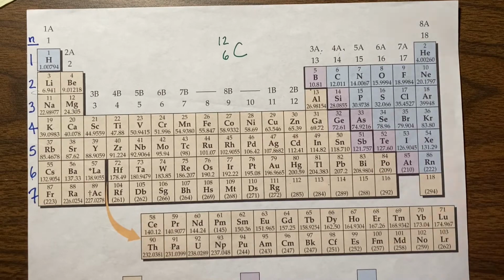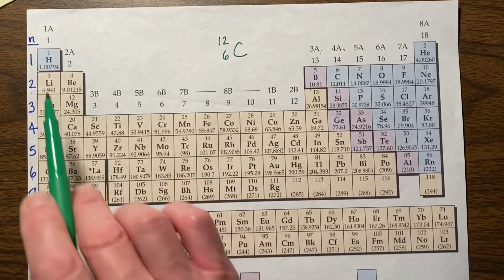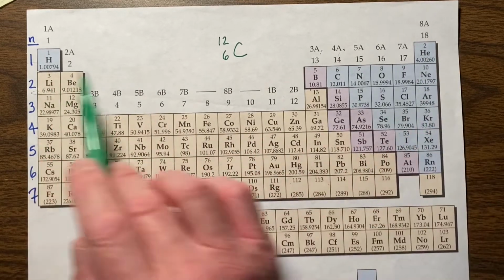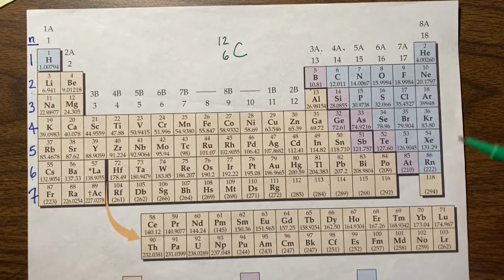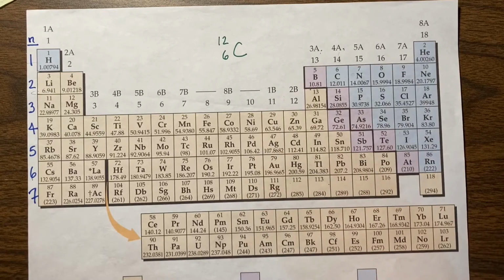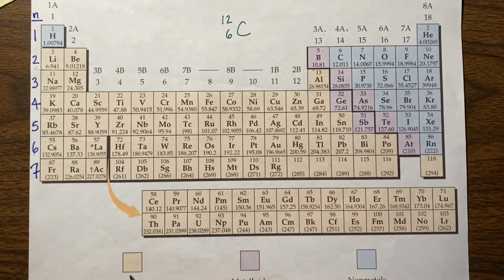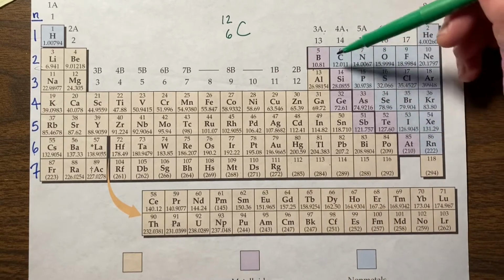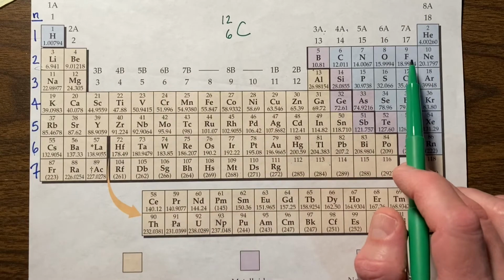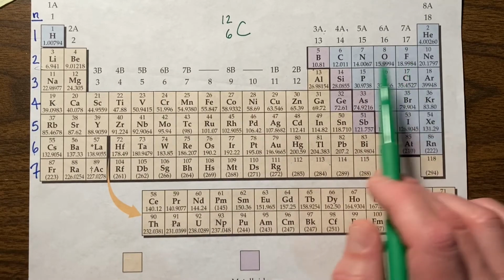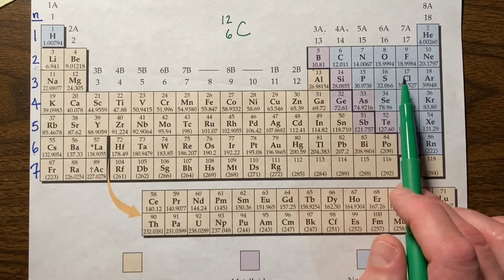Now keep in mind that these periods have different lengths. The first period only has 2 elements, hydrogen and helium. This table is color-coded to show you what are called nonmetals, metalloids, and metals. Metalloids are sometimes called semi-metals, and they're along this staircase right here. The second period contains 8 elements, and the third period contains 8 elements as well.